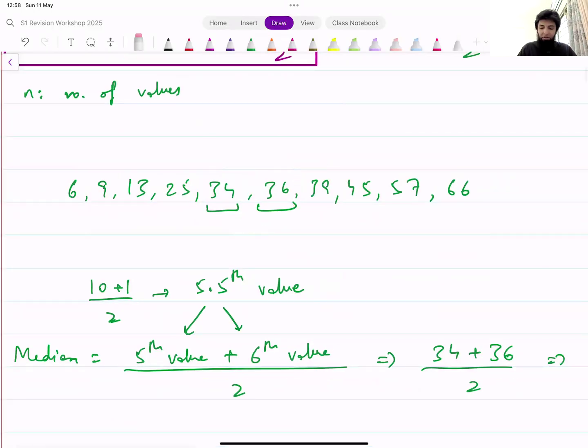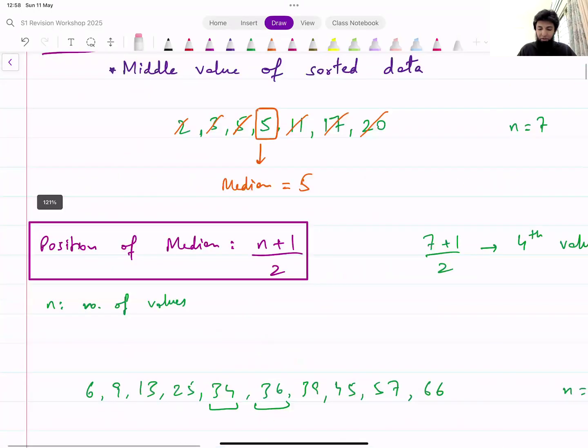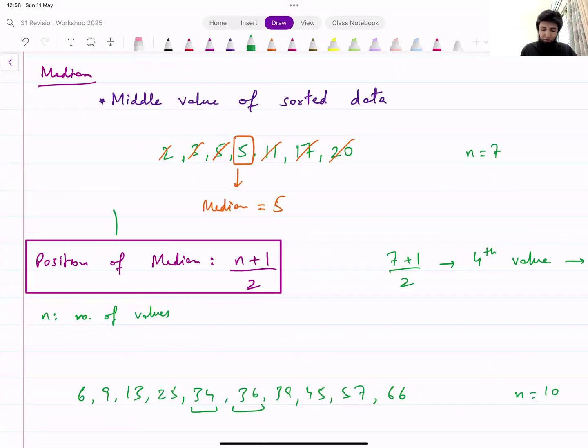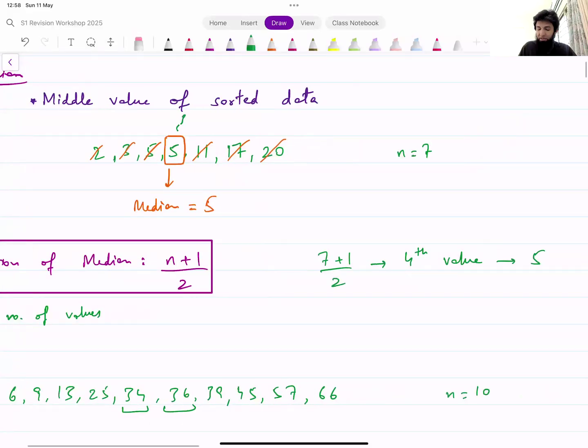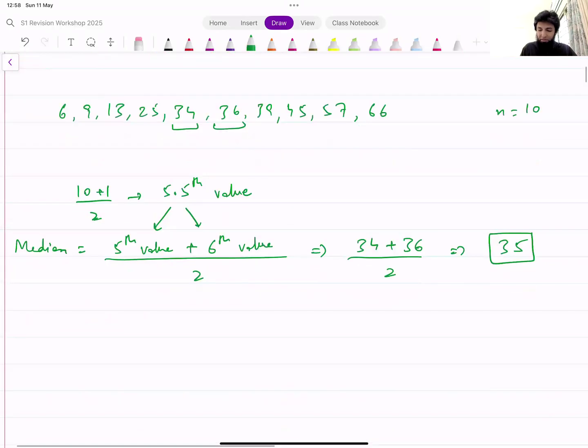Now, for ungrouped data, we can use this formula n plus 1 over 2 to find the position of the median. For example, if the number of values is 7, you say 7 plus 1 divided by 2, that gives you 4. So the fourth value is going to be the median. In the data, the fourth value is 5. That's the median.